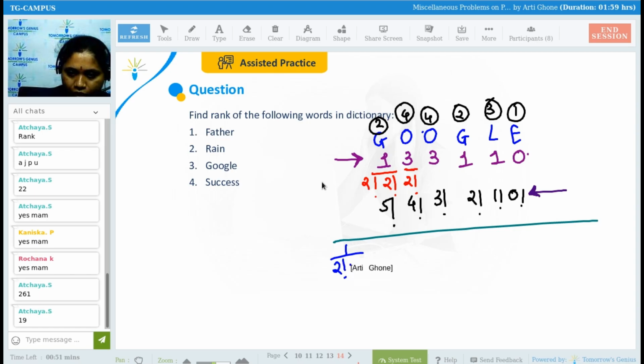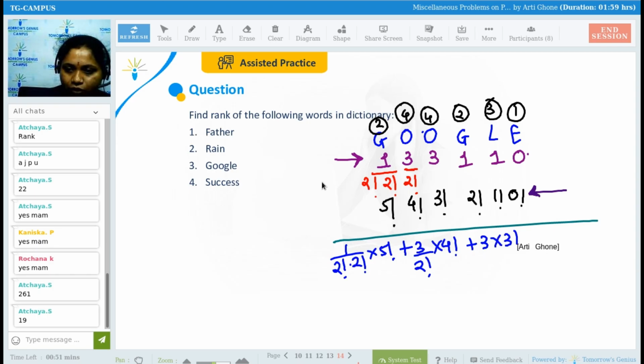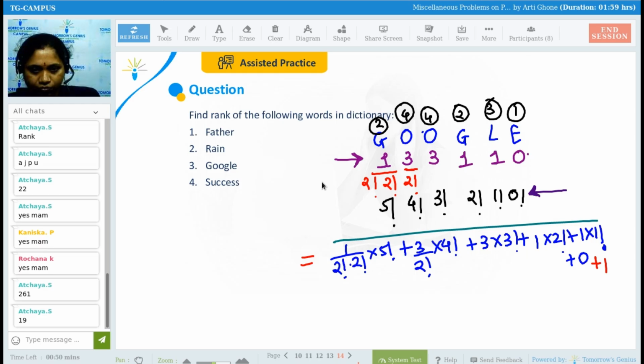1 upon 2 factorial into 2 factorial into 5 factorial, plus 3 upon 2 factorial into 4 factorial, plus 3 into 3 factorial, plus 1 into 2 factorial, plus 1 into 1 factorial, plus 0, and plus that complementary one. Clear? Now tell me the total rank of the word Google.